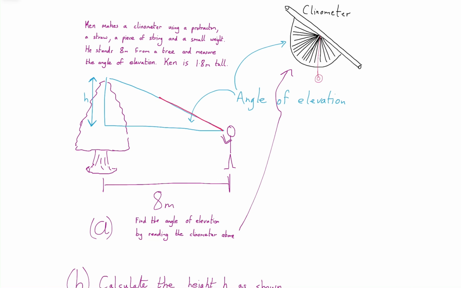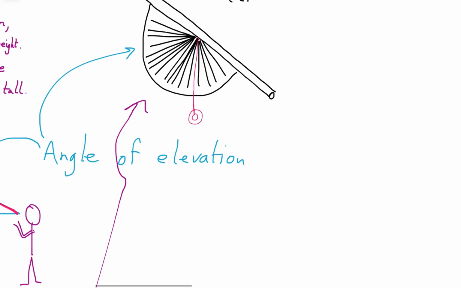So anyway, find the angle of elevation by reading the clinometer above. That's what the first question says. We need to read the clinometer. There's no measurements in this thing. So how are we supposed to read it? Well, maybe we can estimate a bit.